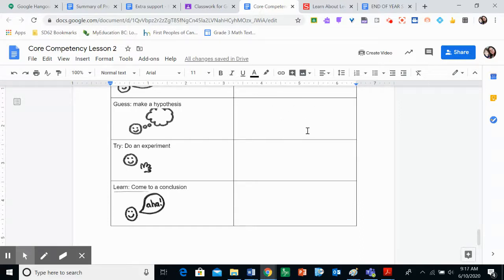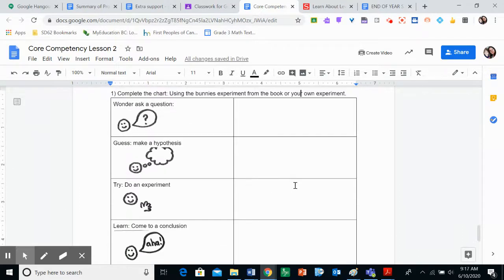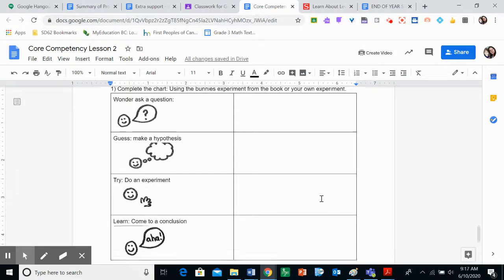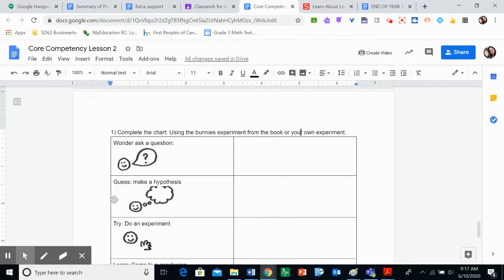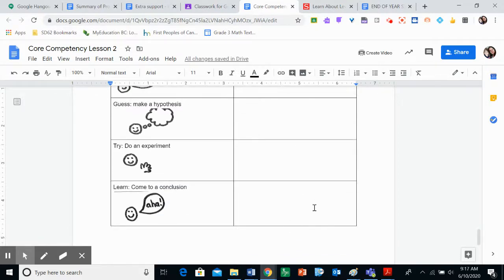Like moving out, right? Now, what did you try? What did the bunny try to see if that was the right way? And what was the conclusion? So what did we learn? So wondering, guessing, trying, and learning.